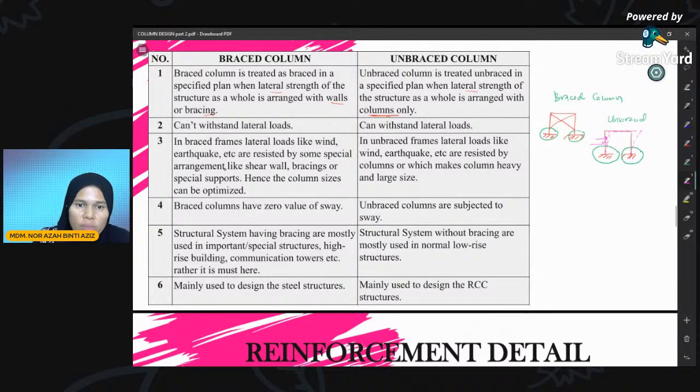Structure systems that have bracing are mostly used in important or special structures, high-rise buildings. So we use braced columns in high-rise or tall buildings, but unbraced columns are always applied in normal low-rise structures. Braced columns are mainly used to design steel structures, but for design in reinforced concrete, we use unbraced columns. Okay, guys, you have to remember all these six points, the comparison between braced and unbraced columns.